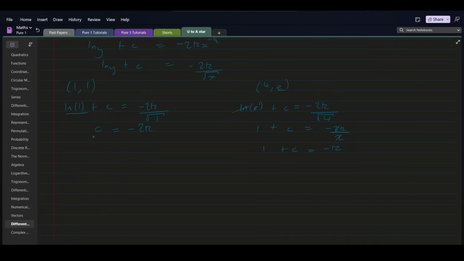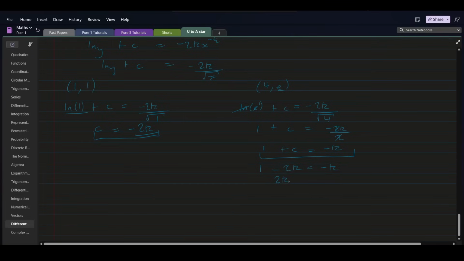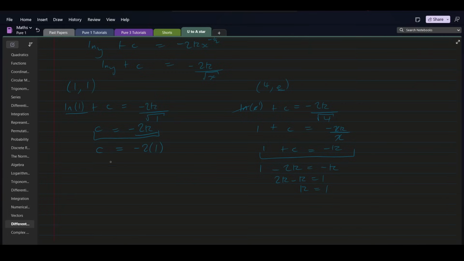Okay, so we now have two equations in terms of c and k. So here we already have c as the subject of the formula, so we can simply substitute it into this equation. So it becomes 1 plus c. C is minus 2k, so 1 minus 2k is equal to minus k. And now let's make k the subject of the formula. So that's 2k minus k is equal to 1. So k is equal to 1. Now let's evaluate c. C is equal to negative 2 times 1. So c is equal to negative 2.